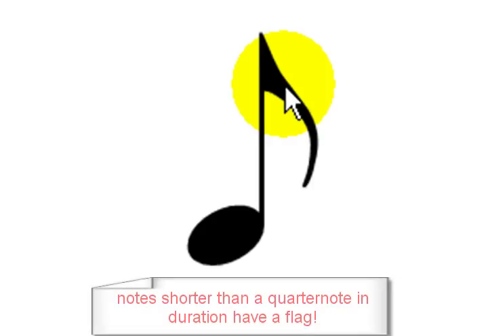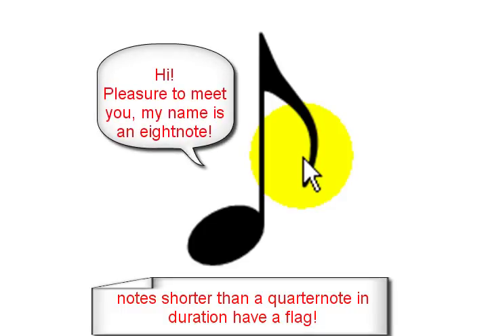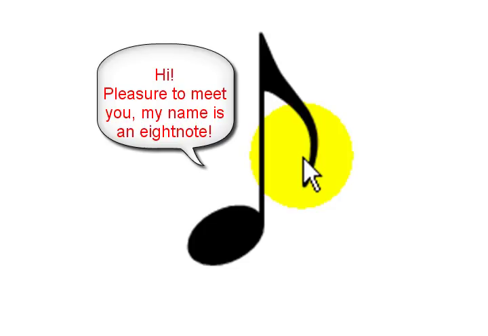Now notes smaller in duration than a quarter note have flags. You see this thing over here? This is a flag. So notes smaller in duration than a quarter note have these flags. And this is actually an 8th note because it has 1 flag. Therefore, it is half the value of a quarter note.